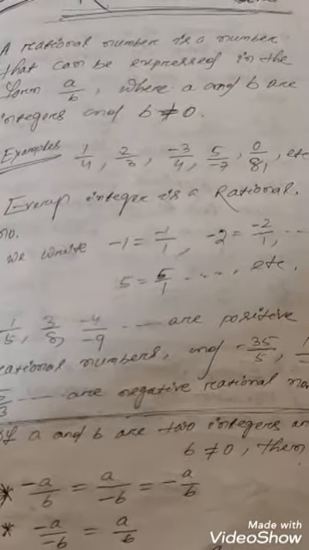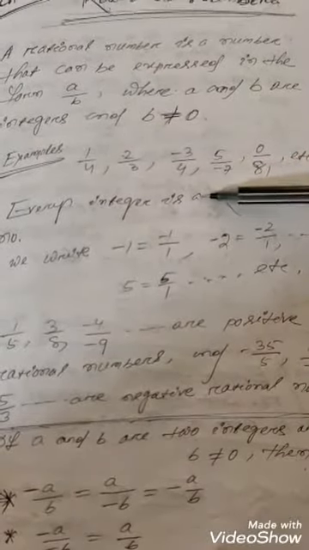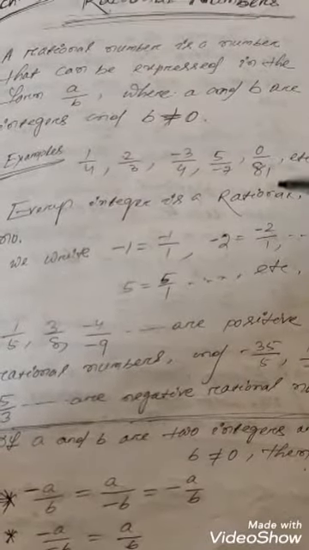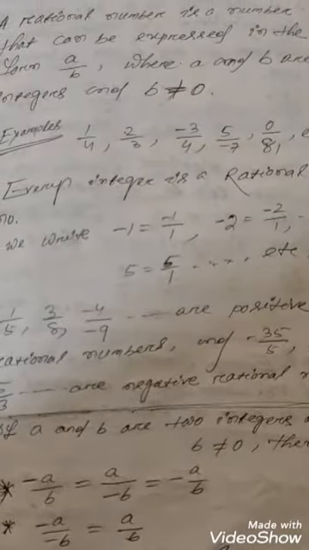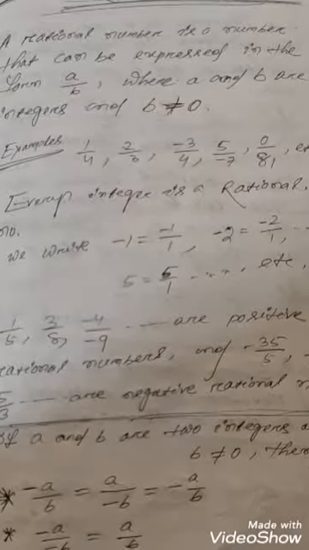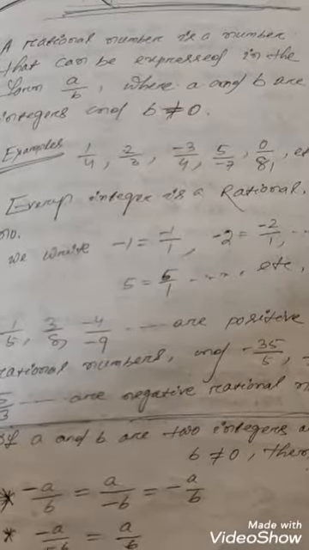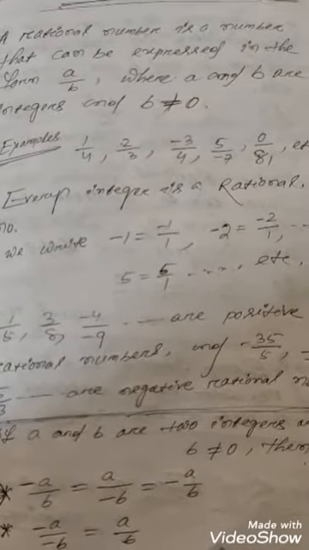Then the examples of rational numbers, suppose 1 by 4, 2 by 3, minus 3 by 4, 5 by minus 7, 0 by 81, etc. are the examples of a rational number. The numbers which can be expressed in the form of a by b, where b is not equal to 0 and a, b are integers, are known as rational numbers.